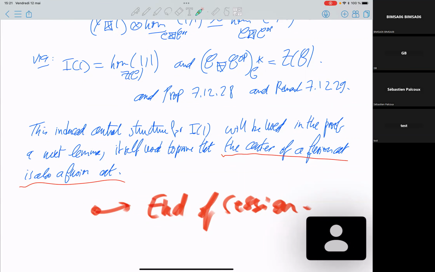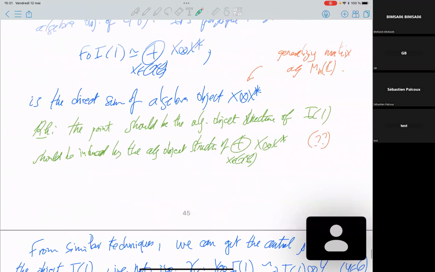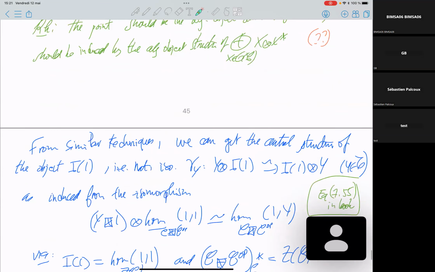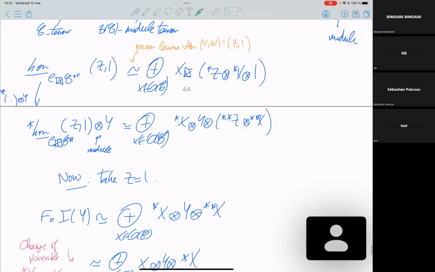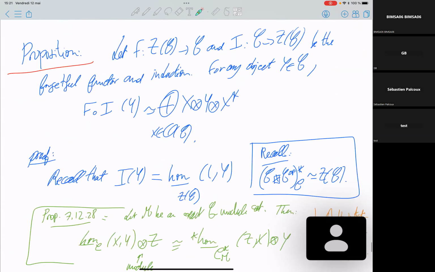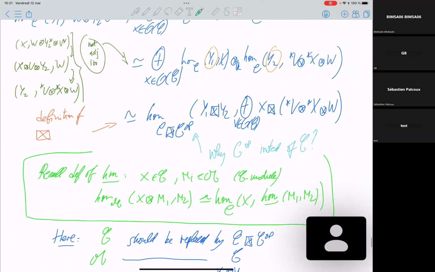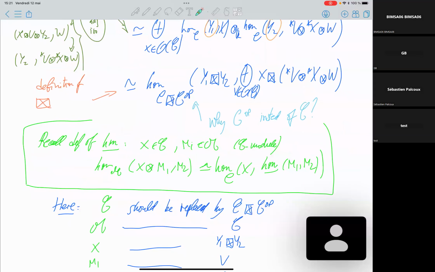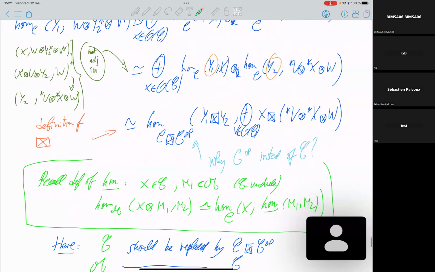Okay, so yesterday I was a bit confused about something, so I want to explain it. I was wondering why we are using C^op instead of C. In fact, remember that C^op is just the reverse of the tensor product.